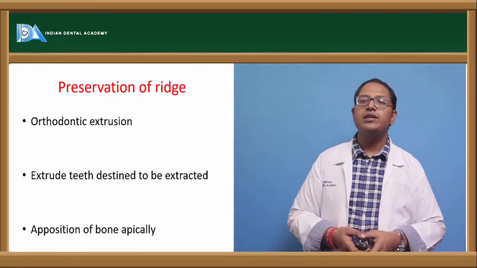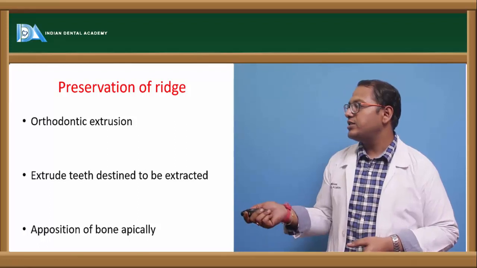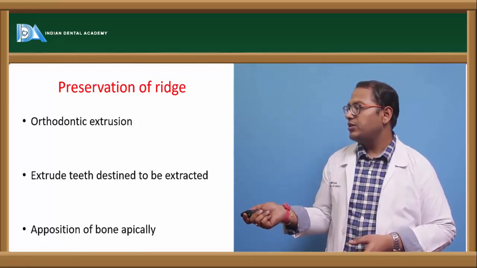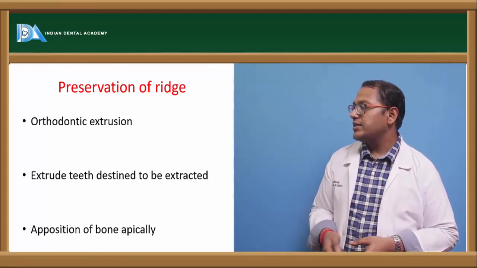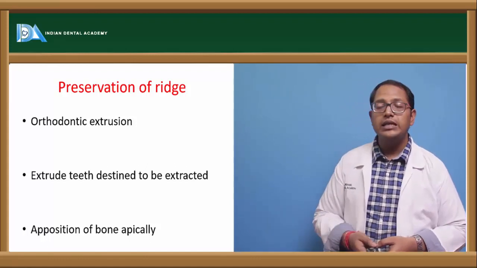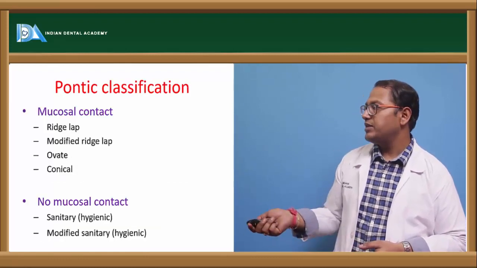Coming to preservation of the ridge, as I told you, orthodontic extrusion is important. Extrude the teeth destined to be extracted, and apposition of the bone apically is also important for preserving the ridge.